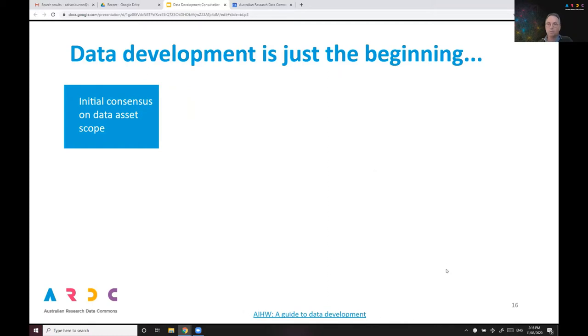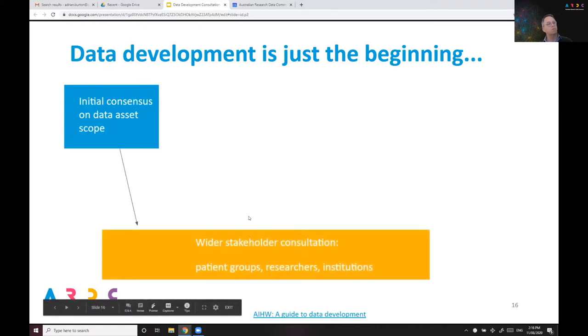The output of the four workshops will be an initial consensus document on the data asset and its scope, and we really encourage you to contribute and answer the structured survey forms that will come out after each of these topics, and participate in the workshops. It's very important. We will take these questions to much wider stakeholder consultations when we've got the shape of what we're doing. We'll take that to patient groups and researchers and institutions to say, how should we do this? But it's this initial consensus that we'll be taking to that wider consultation.